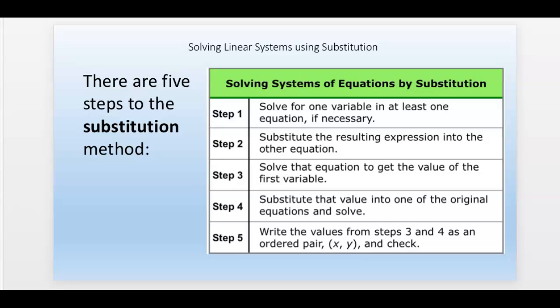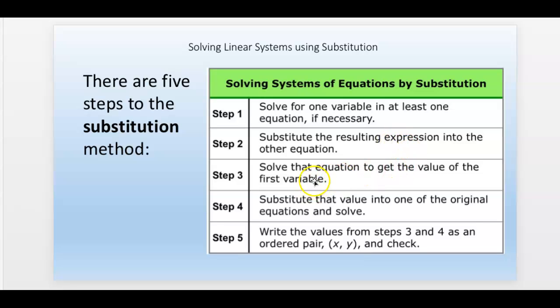In an example, you need to know what these steps are for the vocabulary assessment today. These are the 5 steps. Solve for one of the variables. That might have already been done for you. Just make sure that one of the variables is by itself, and then substitute it into the other equation. So now you have an equation with only one variable.